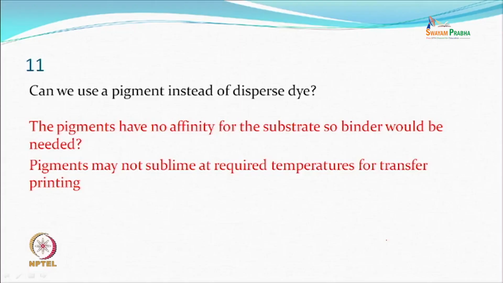And other thing is, generally pigments have no affinity, so normally you require a binder. So, if they had affinity, then they would be dyes, they would be called dyes, then there is no pigment problem. So, they may not sublime at the temperatures required, at least the organic pigments, and so you may not be able to do that. Even dispersed dyes do not have affinity for every fiber, that is one. Affinity is important as far as the dye or dyeing, the printing is concerned.